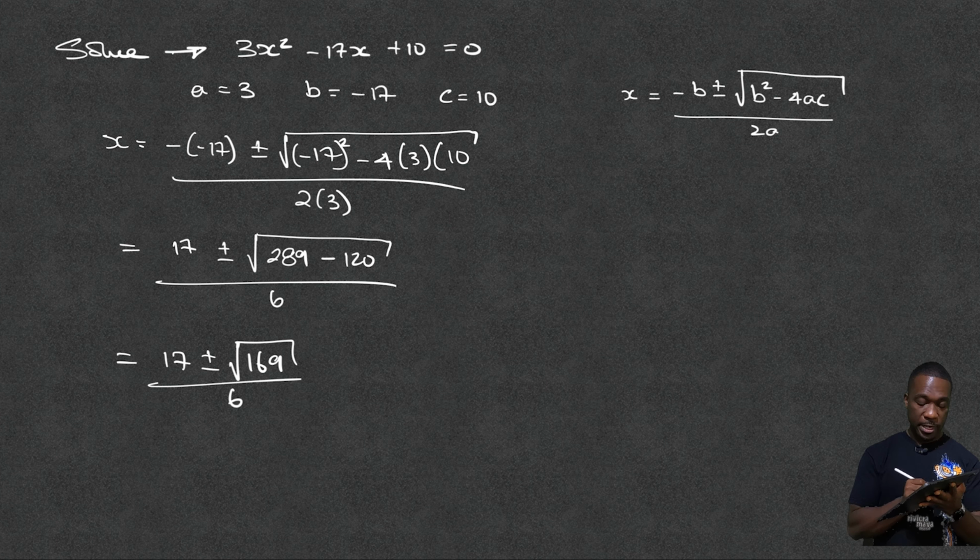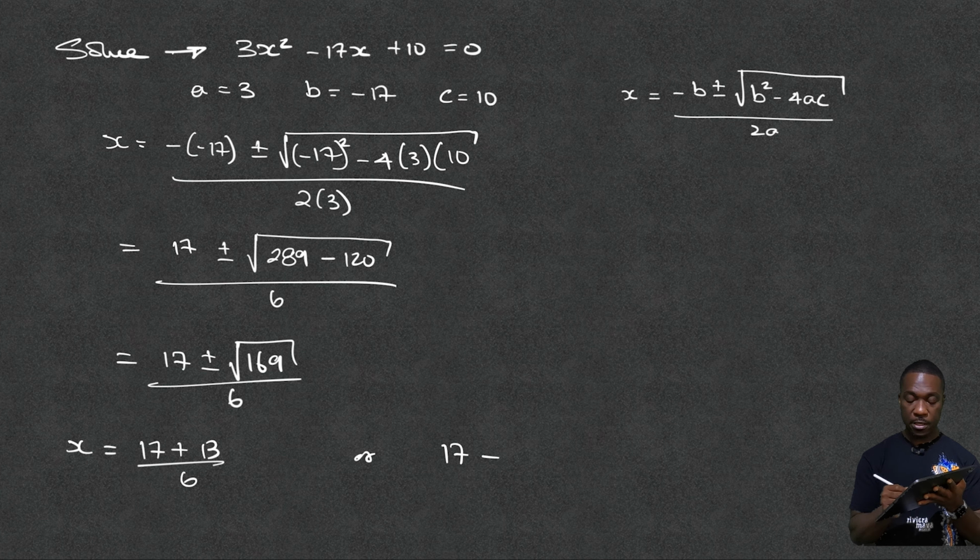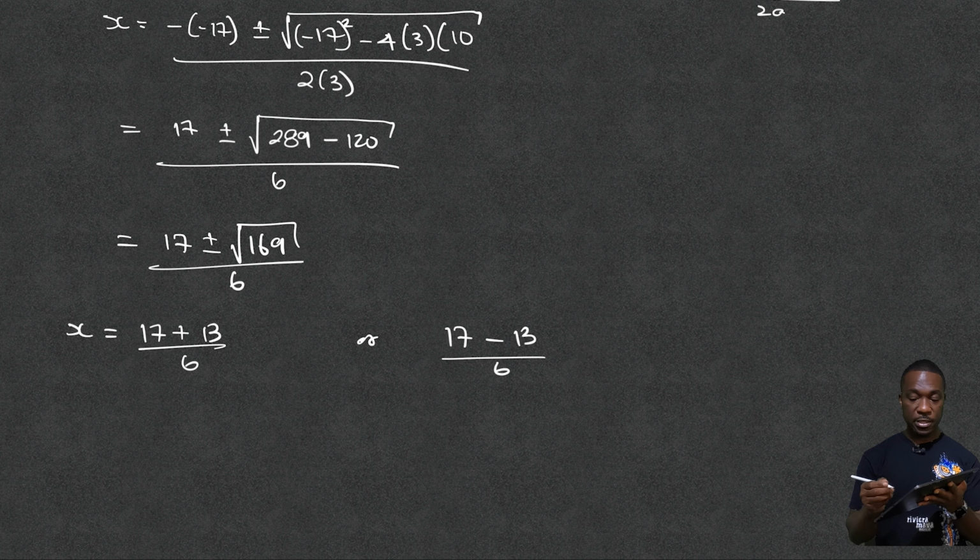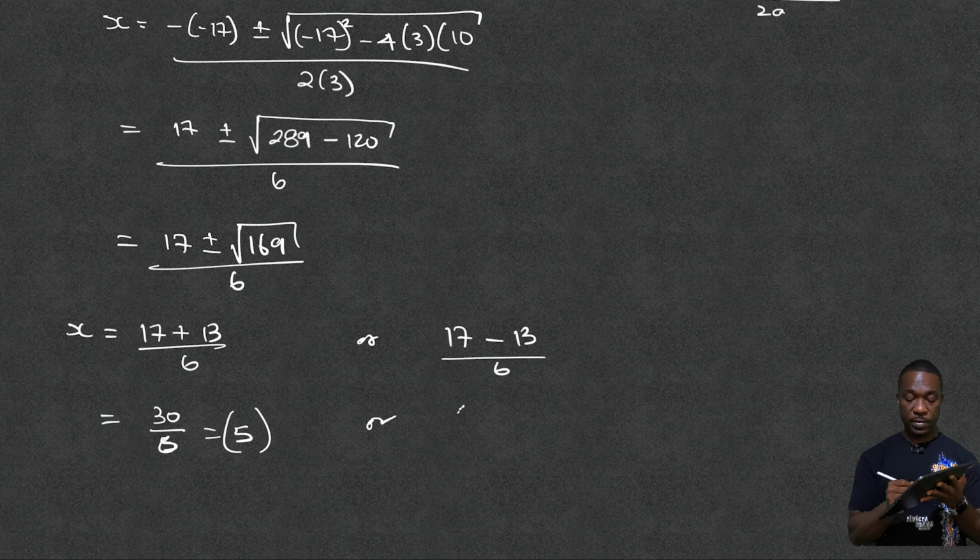And then we start separating it. So it means that x is equal to 17 add 13 over 6, or 17 take away 13 over 6. You know where this is going. You've seen it in the last video. This becomes 30 divided by 6, which equals 5. Or 17 take away 13 is 4 divided by 6, which is equal to 2/3. And this is now finished.